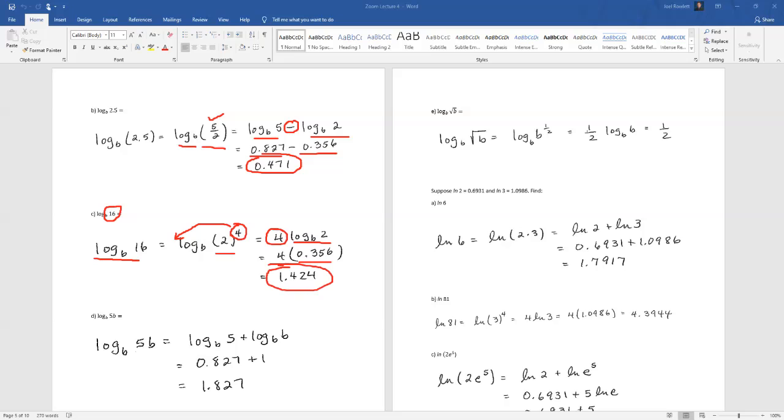So take a look at part D and see if you can think about that momentarily, about how you might solve that with the given information. How would you solve it?